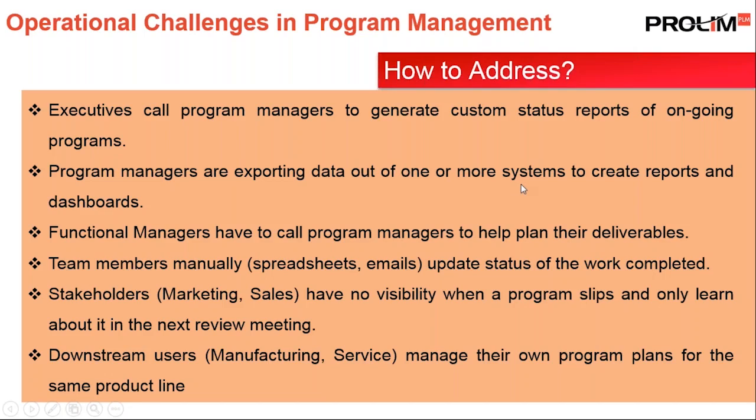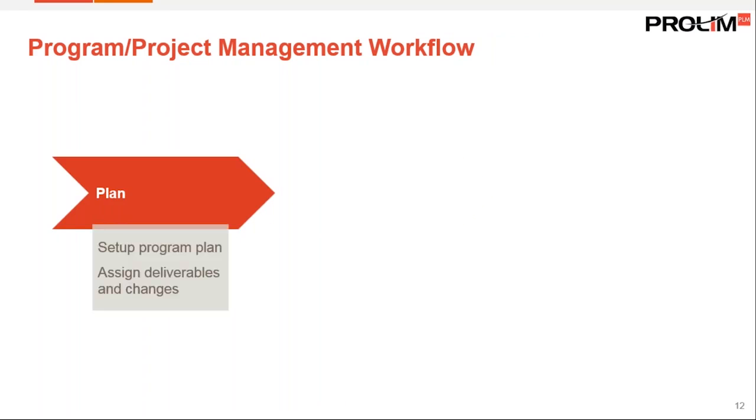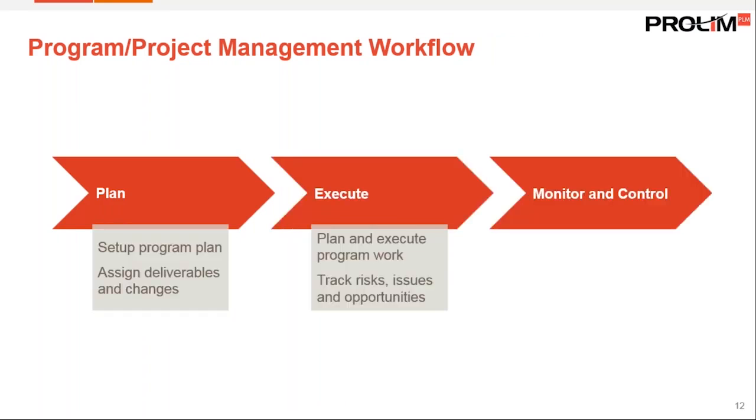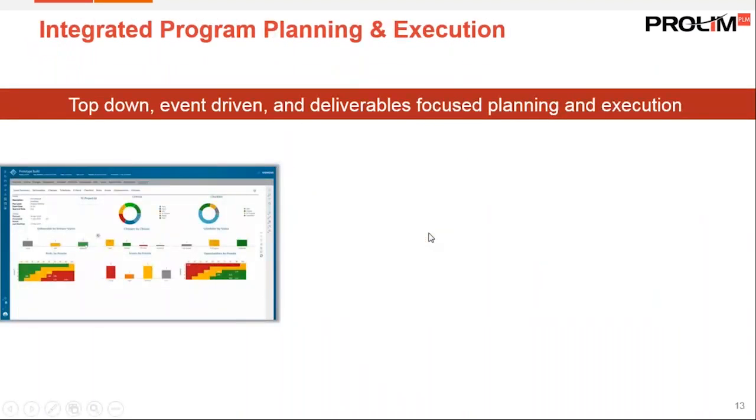So how can we address all these challenges? If we talk about program or project management workflow, it starts with planning, then we execute the program, and finally we are monitoring it while execution is happening. If any disruption is coming, we are accommodating those disruptions. Those come under control of the program or plan. So now we'll talk about integrated program planning and execution, what exactly it is and how it can address all the challenges which we were discussing in previous slides.